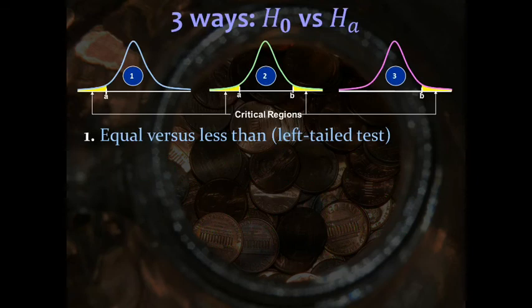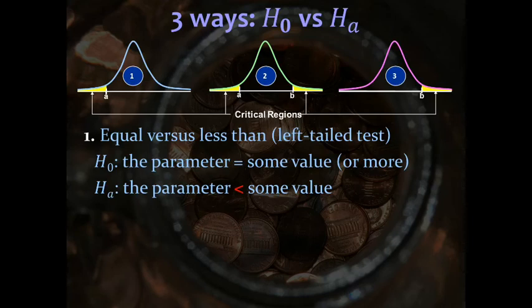All right, there are three ways we can look at a null hypothesis versus an alternative hypothesis. And there are three pictures on the slide and three pictures on your sheet. The first way is the equal versus less than test. So equal would be the null hypothesis, the less than would be the alternative. This is what's called a left tail test because we're looking at the area on the left tail. In this case, the null hypothesis is that the parameter equals some value or more, and the alternative is that the parameter is less than some value.